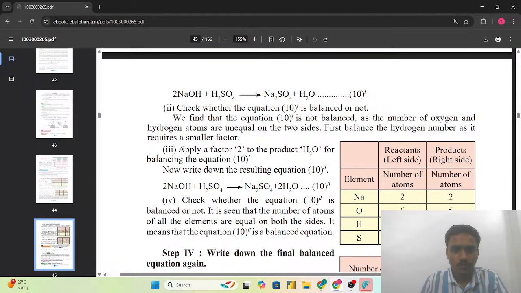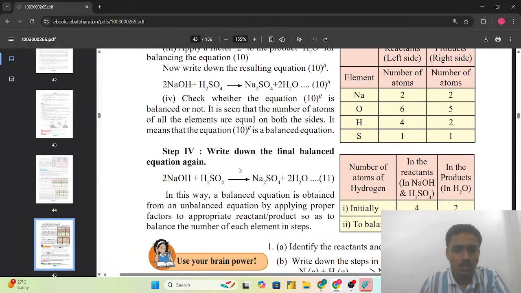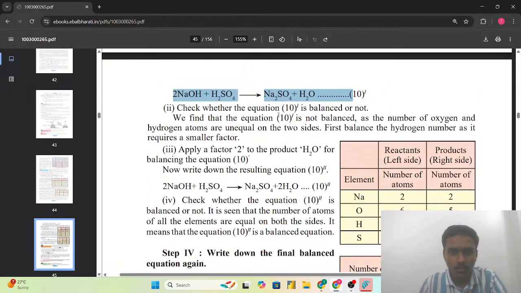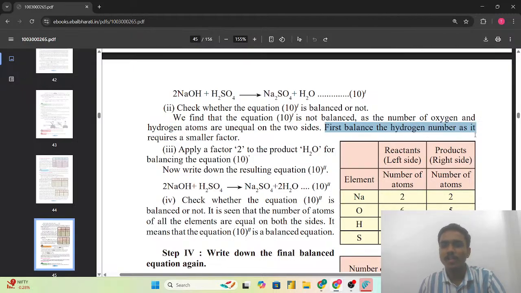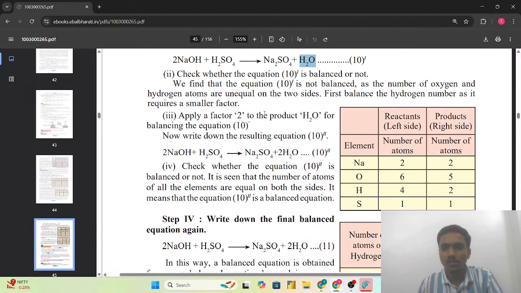So that is what we have given here, and we have to write down this table about what conclusion we have drawn from this equation 10 dash. So अगर यहाँ पर हम देखते हैं कि we find the equation 10 dash is not balanced as the number of oxygen and hydrogen atoms are unequal on the two sides. First, balance the hydrogen number as it requires a smaller factor. तो हाइड्रोजन का हमें सबसे पहले बैलेंस करना पड़ेगा. So applying a factor 2 to the product H2O for balancing the equation 10.